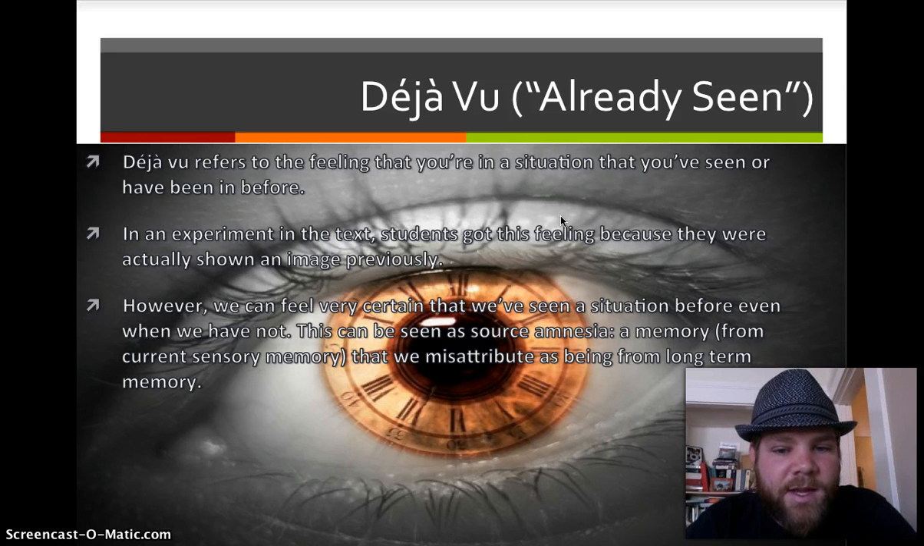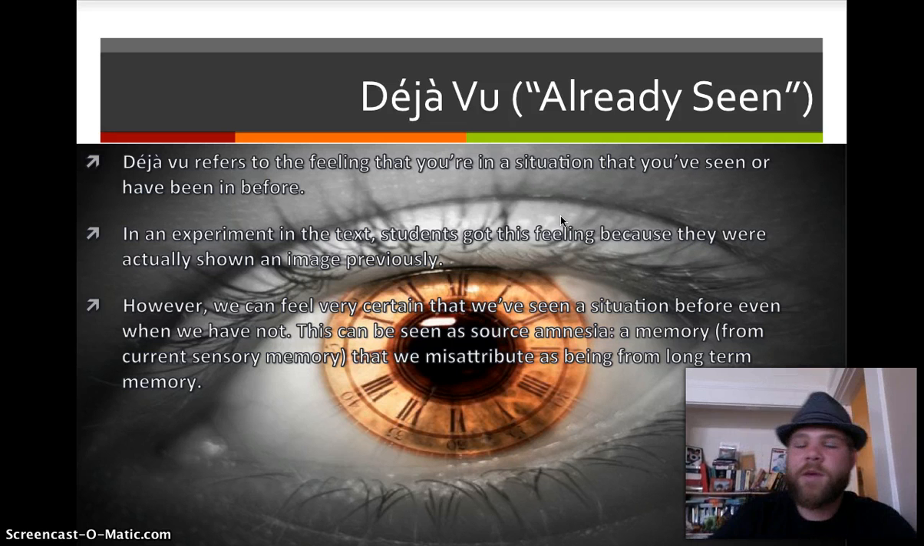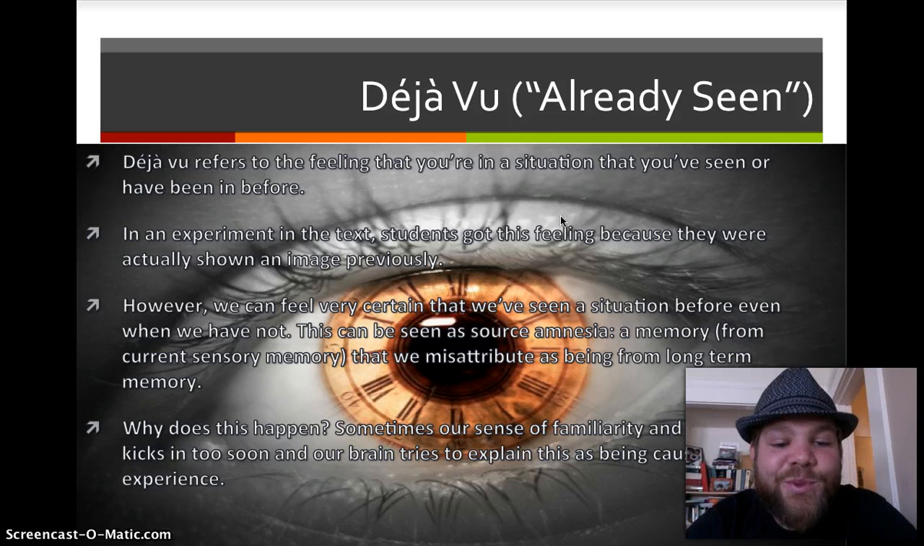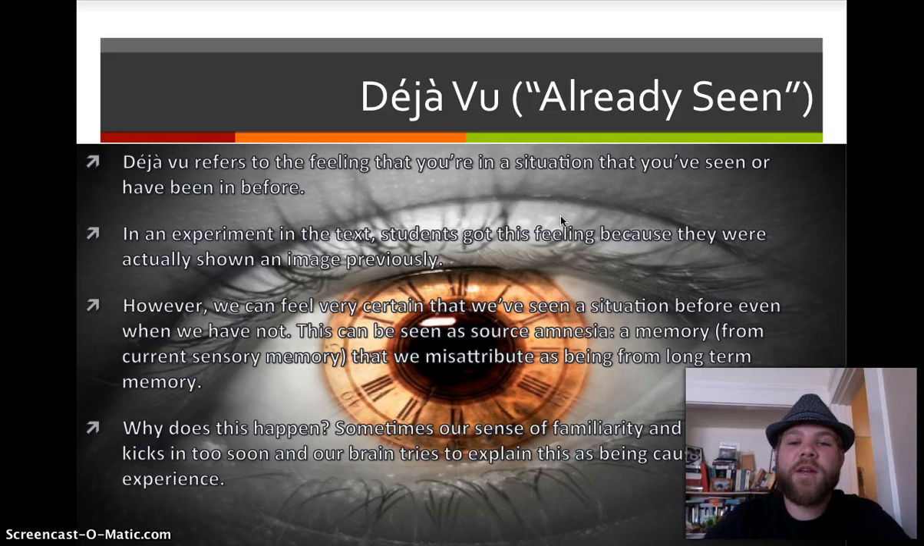This can be seen as source amnesia. So a memory from our current sensory memory, something that we're experiencing in the present, that we misattribute as being from long-term memory. We get sort of this cross-feed. So why does this happen? It turns out that sometimes our sense of familiarity and recognition kicks in too soon, and our brain tries to explain this as being actually caused by a prior experience, when it's just sort of triggering some of these associations in our mind with a previous experience.